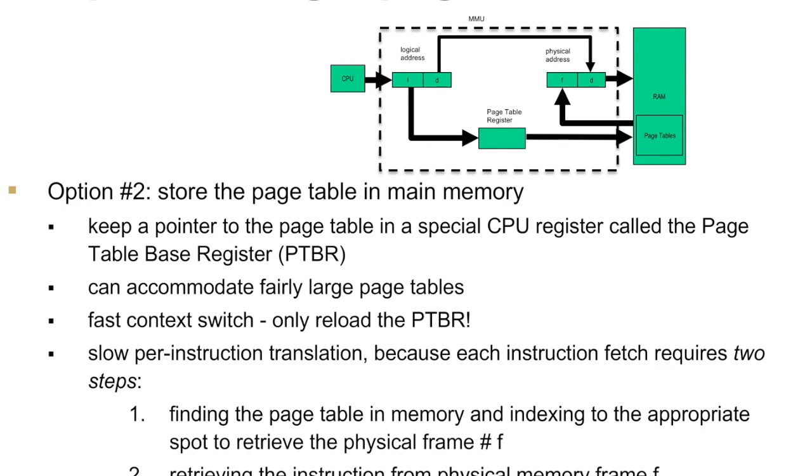But we're going to be slow because each instruction is going to require 2 steps. One, finding the actual physical frame, and then going and accessing that physical frame. So we have to access memory twice. Once to get the frame from the page tables, and the second one to get the actual data.